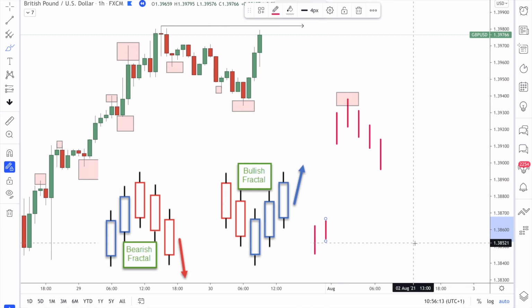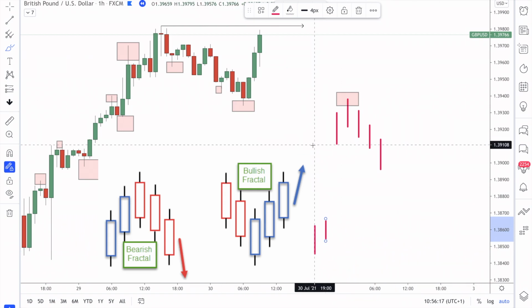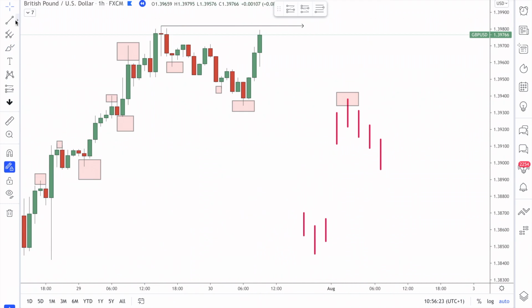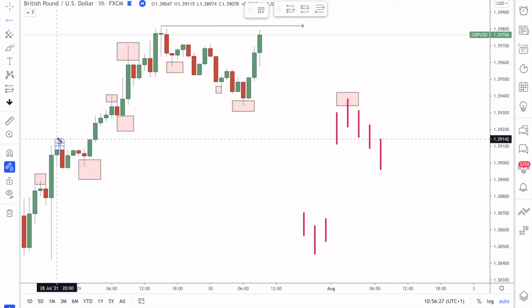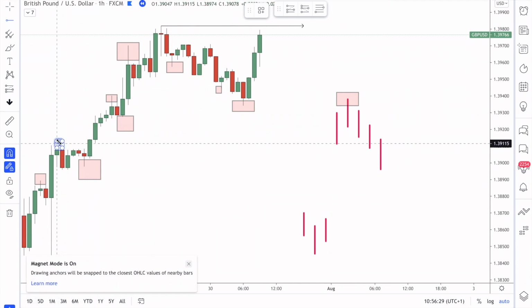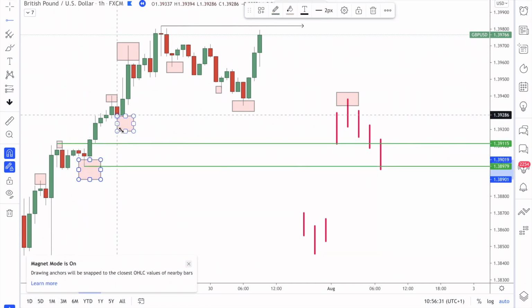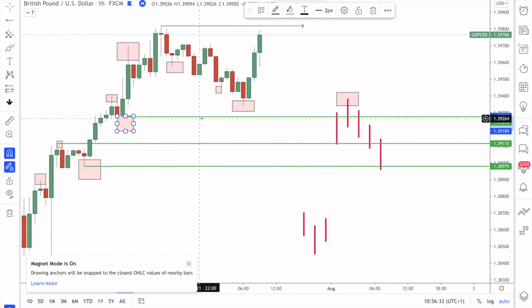If you just search for fractal highs and lows, even in the indicators, I'm pretty sure there's an indicator for a fractal high and low that marks it out for you. That's what we're looking for. That's the most important thing. Once you've identified that, all you do is grab your horizontal ray. I find it's easiest to turn magnetic on, so you can literally catch the high and the low, just like this, really quickly.